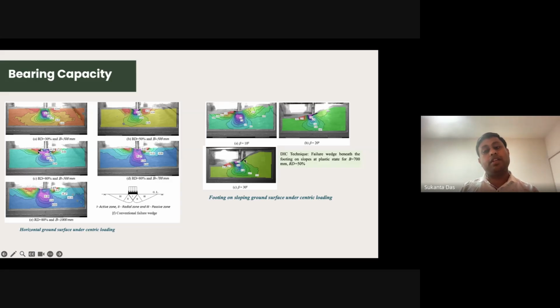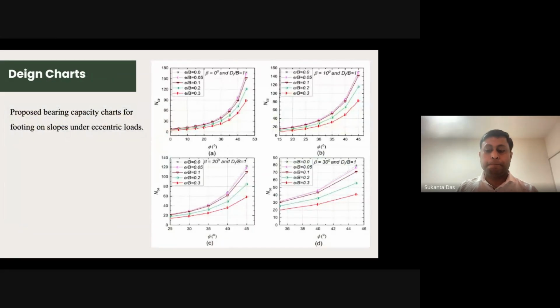But the important thing is that some sliding tendency is also observed from the experiment, and especially from digital image correlation. This is a critical observation. First, this is a one-sided problem, and sliding may take place even though it is a vertical load applied on top of the footing or foundation.